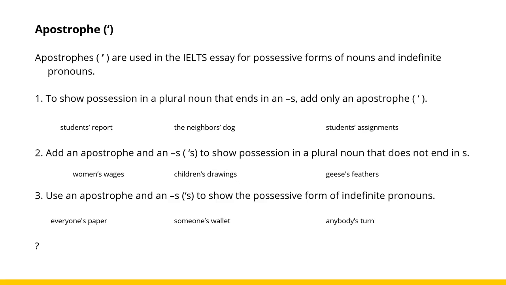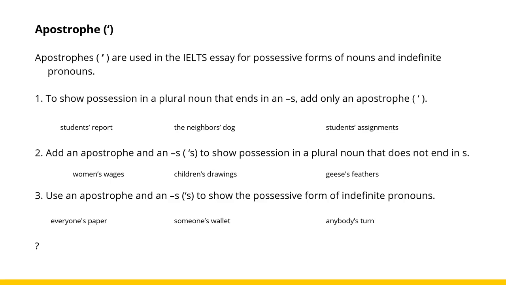Students' report, you say students in the plural form, and we only add the apostrophe after the S ending. So that means the students have a report, or we can say students' report. The next ones, the neighbors' dog and students' assignments. As you see, neighbors, students, all of them are in the plural form. That's why we only add the apostrophe.